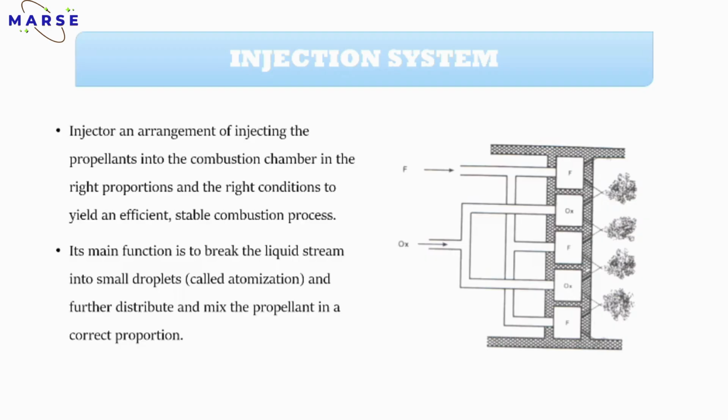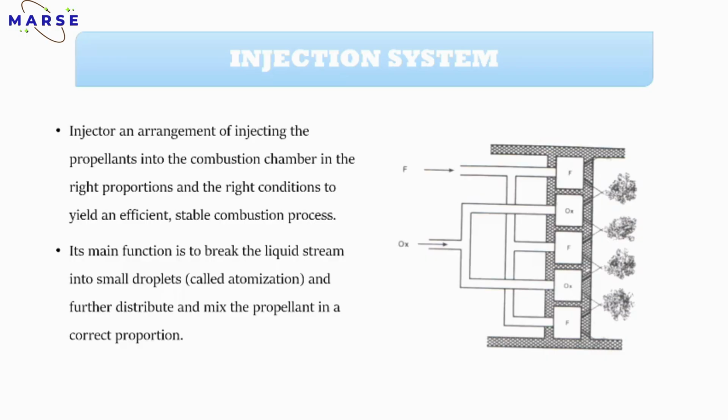Its main function is to break the liquid stream into small droplets. Got it? Means the liquid, the fuel part and oxidizer part, is already in liquid form, right? So that liquid is converted into very small droplets. That process is known as the atomization process. And it further distributes and mixes the propellant in the correct proportion. So that is the main arrangement of the injection system.